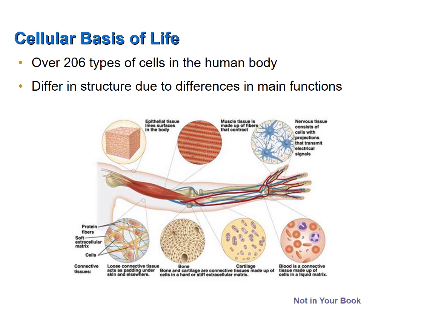There is great cellular diversity in the human body, over 206 types of cells as a matter of fact, and these cells differ significantly in their structure or anatomy, and that reflects differences in their main functions. However, all cells do share some common characteristics.